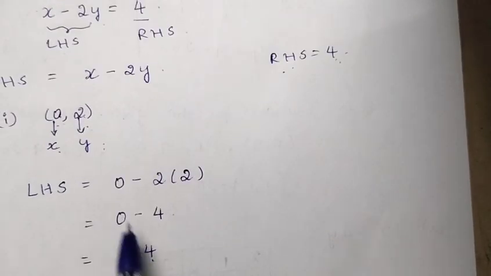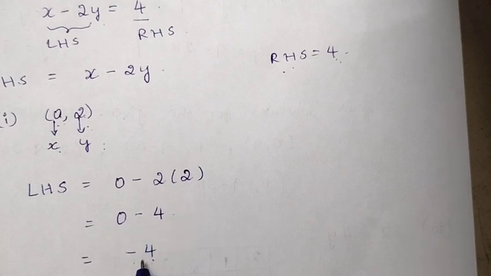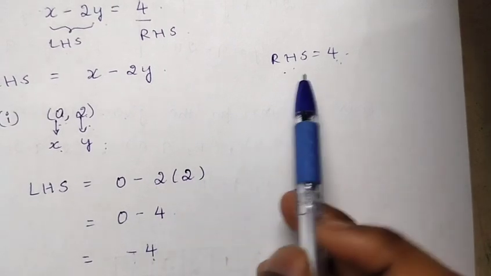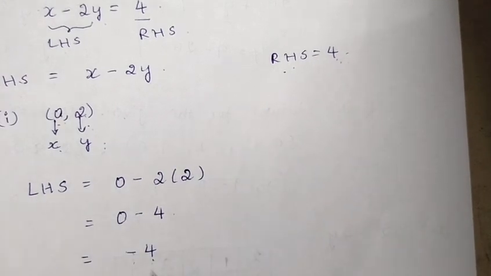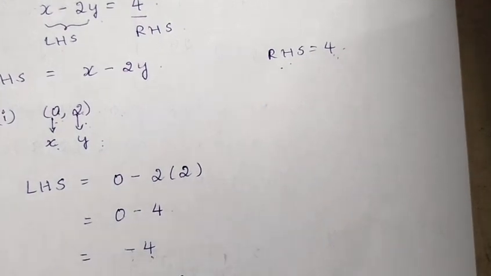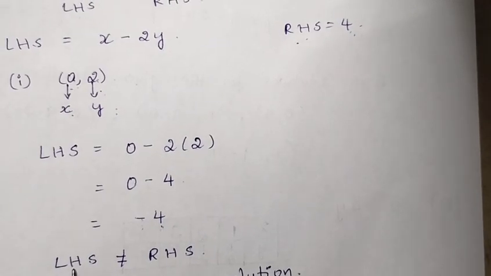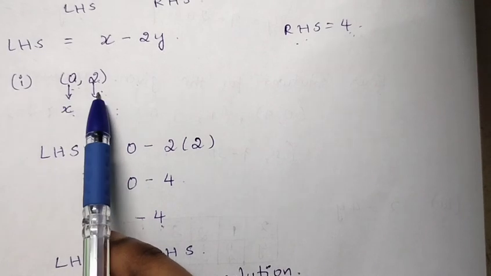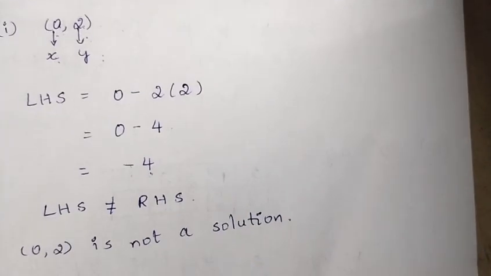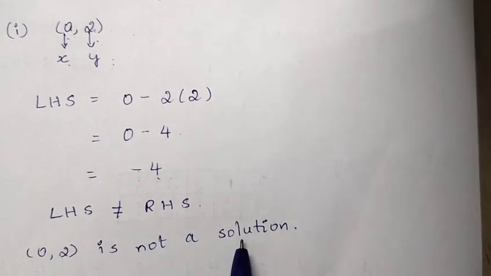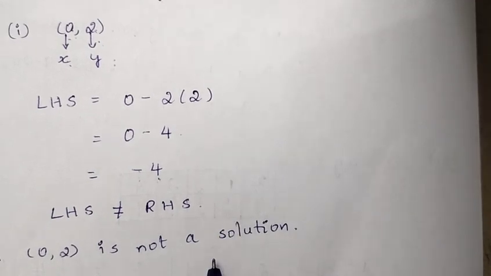Be careful, students, 0 minus 4 is not just 4, it is minus 4, because 4 is the greater number and it is carrying the negative sign. But RHS from the given equation is 4. Here for LHS we got the answer as minus 4. So what we can conclude from this is LHS is not equal to RHS. That is, 0, 2 does not satisfy the given equation. So we can conclude that 0, 2 is not a solution for the given equation.